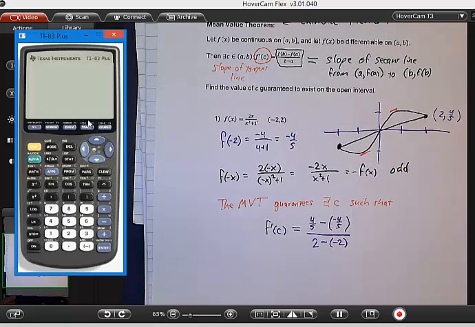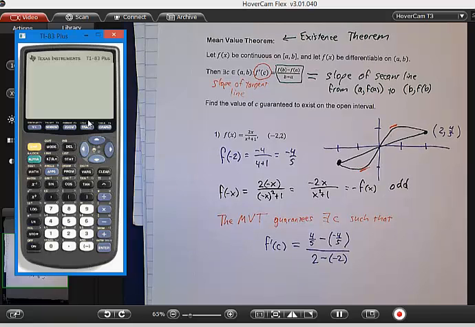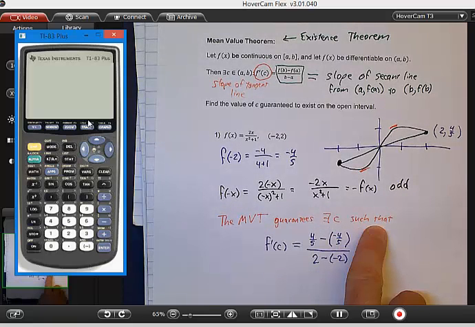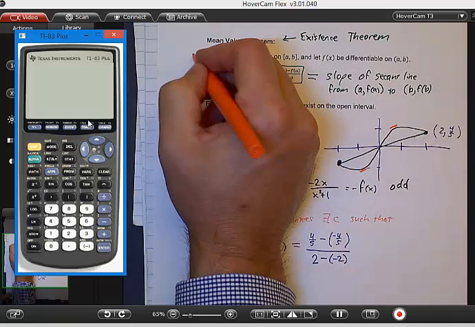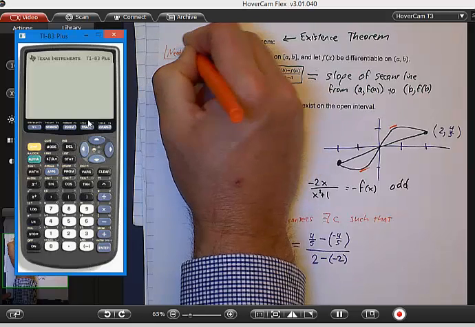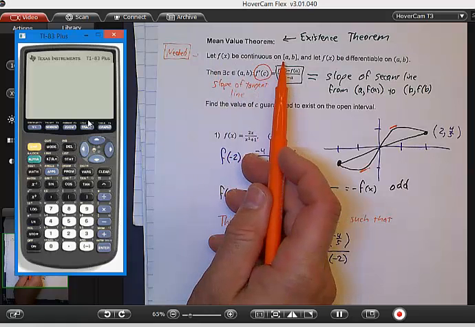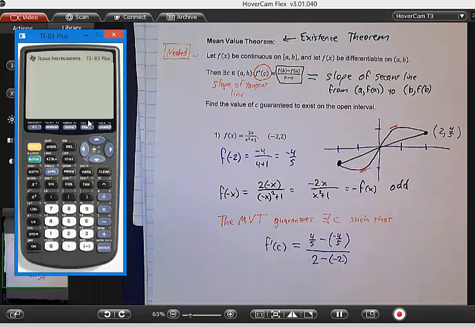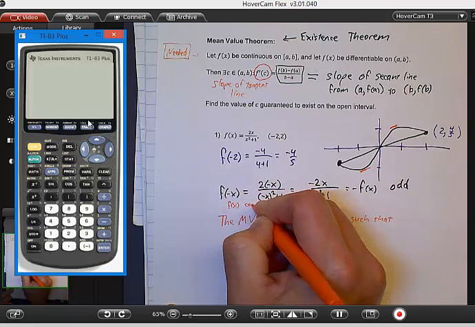This equation right here. Oh, I skipped something very important. I said the mean value theorem guarantees there exists a C. It only does if we satisfy the hypotheses of the theorem. See, these are what is needed. You need this. Do we have that? Let's see. Is f a continuous function on negative 2 to 2? Let's see. F of x is continuous. Is that true?